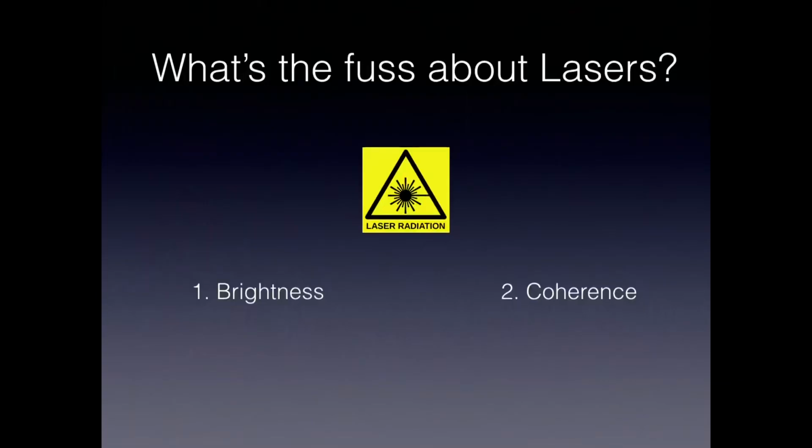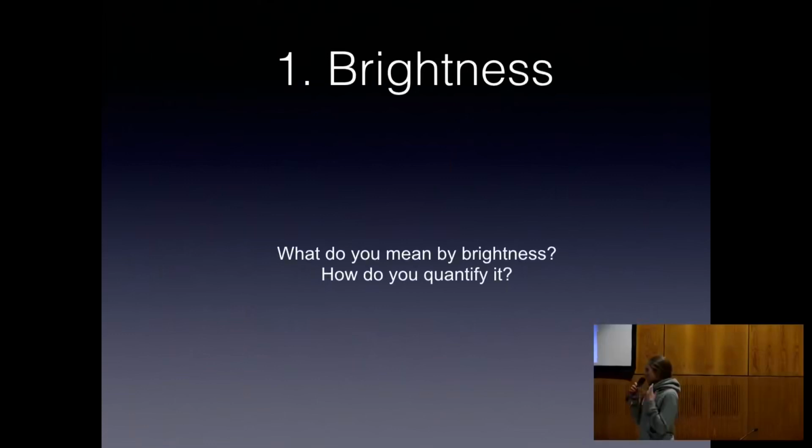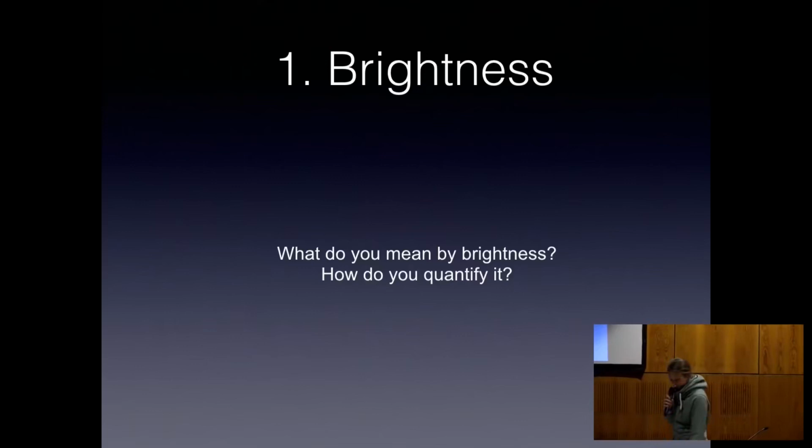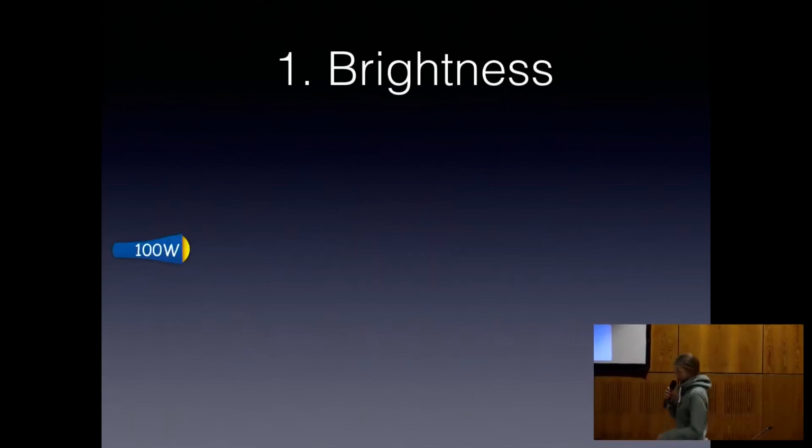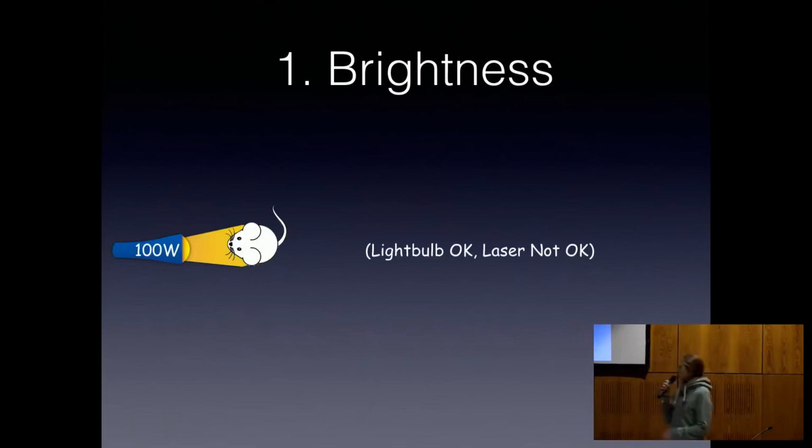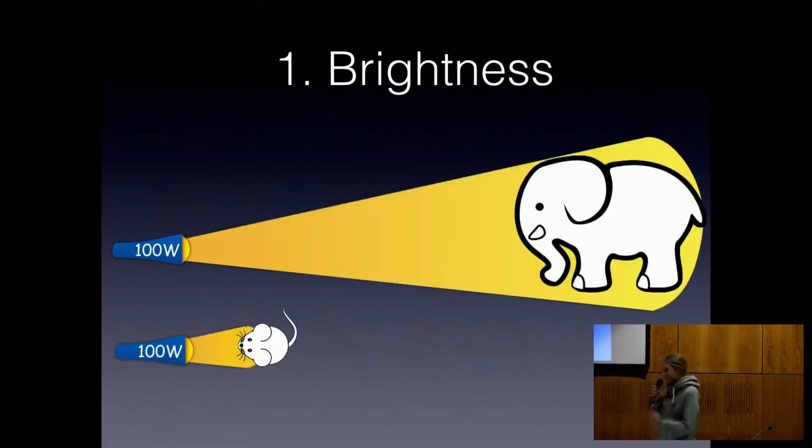First, we'll cover the easiest topic, which is brightness, because that's presumably the easiest to understand. So what do I mean by brightness and how do you quantify it? First of all, we start with a 100-watt light bulb, and you shine it onto a mouse. You do that with a light bulb, not a laser. 100-watt laser light on the mouse is not okay. You do that with a light bulb, and then you do that with an elephant.